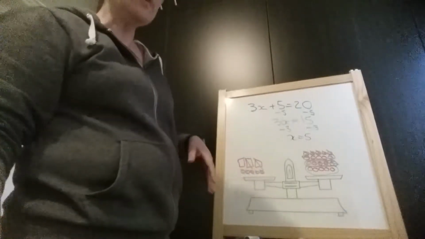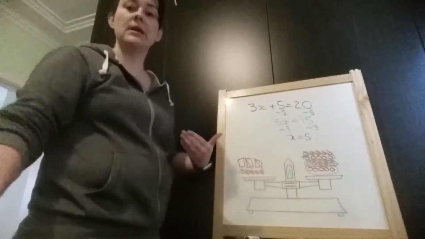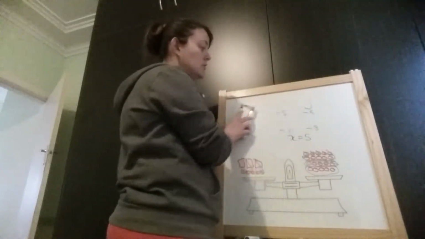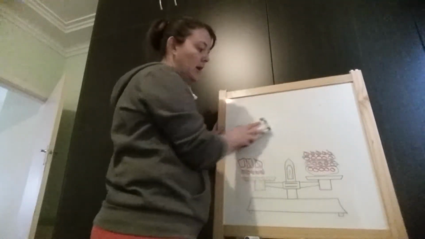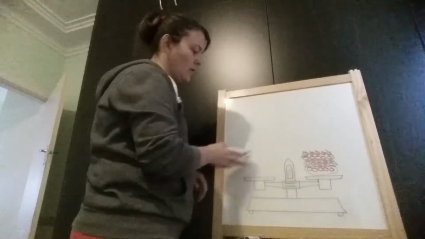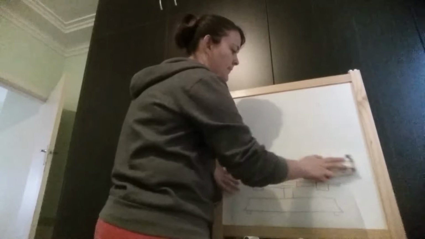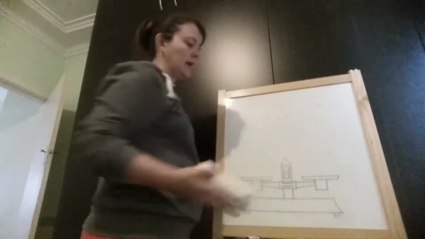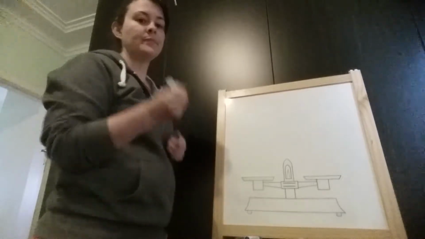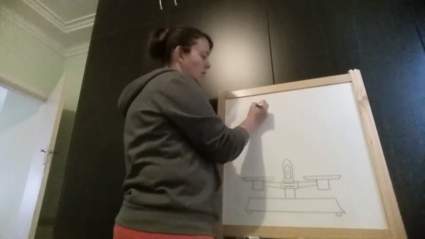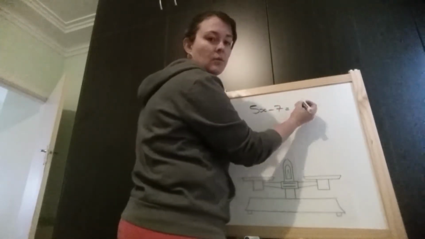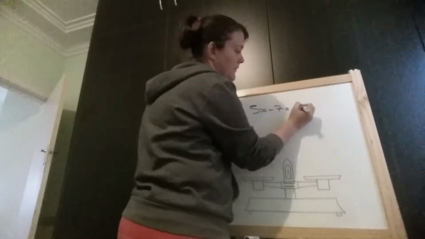Okay, so now we're going to try some other ones, but this time we're not going to use the scales. If at any point you get a bit confused, you can start looking at it like we did with the scales. Okay, let me just get all that off. Okay, so let's consider we have the equation 5x minus 7 equals 18.